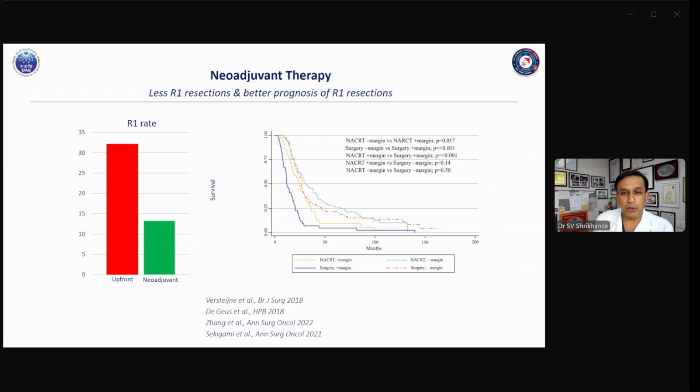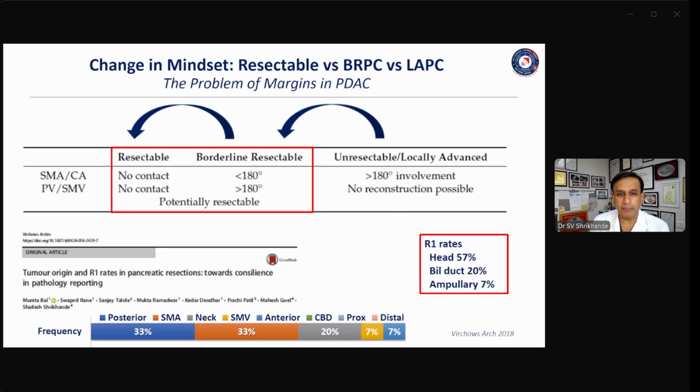And then we have neoadjuvant therapy, which is very important in borderline resectable and locally advanced disease. The reason is that if you do upfront surgery, the R1 resection rate is much higher. If you do surgery after neoadjuvant therapy, the R0 resection rate is much higher. And if you have R0 resections, patients tend to live longer.